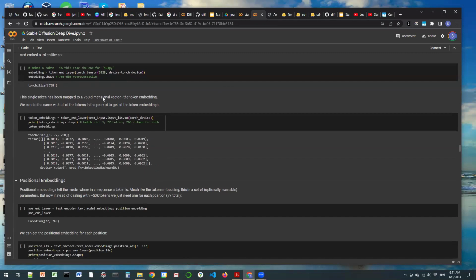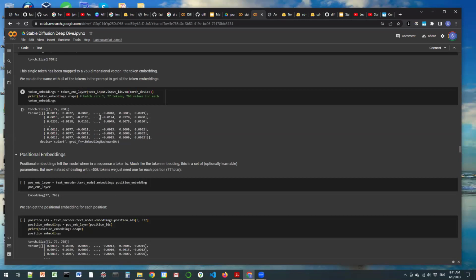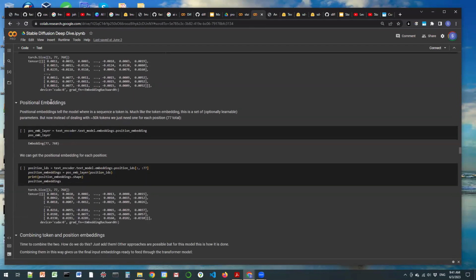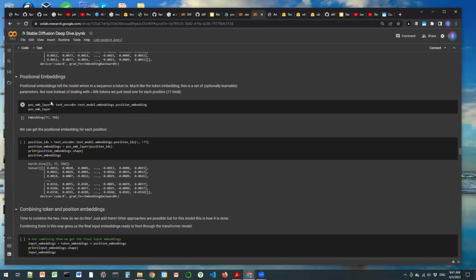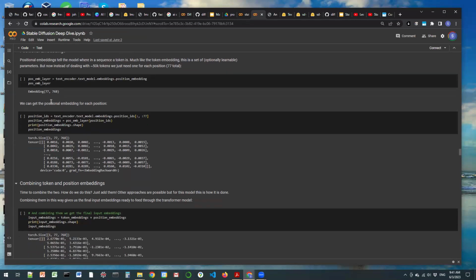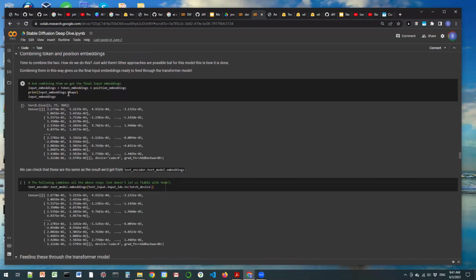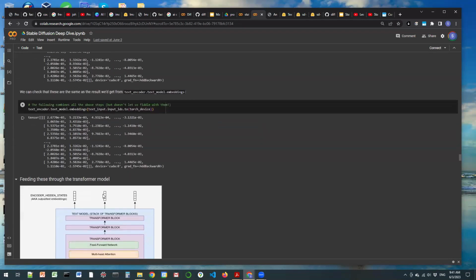So a single thing has been mapped to a 768-dimensional vector, the token embedding. So puppy has a 768-wide embedding. Then the concept of positional embedding: each of the 77 positions in this case will have an embedding corresponding to it, because we also want to send in the code corresponding to what position each of the letters or text is in, and then you combine them. And that's what we send in to the text encoder.